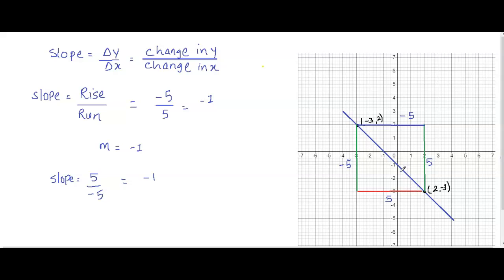So I hope you feel comfortable in finding the slope of a line from a graph now. That's all in this video. Thank you so much for watching.